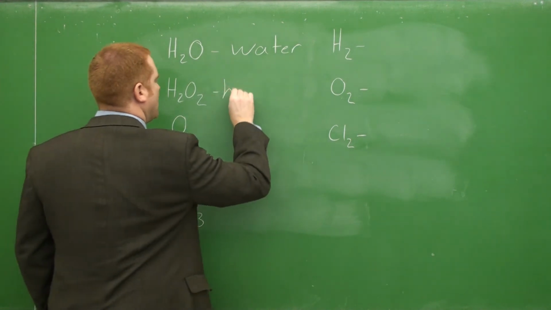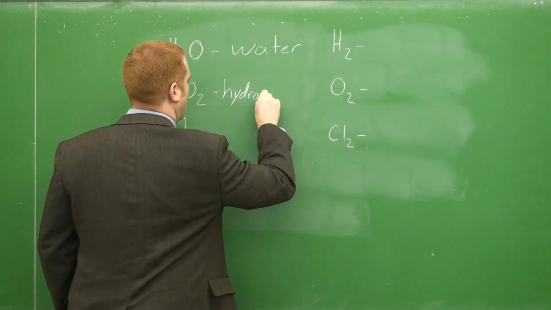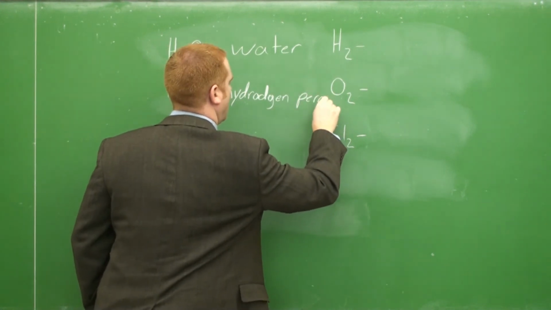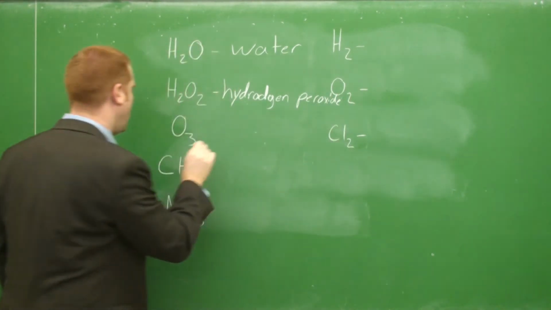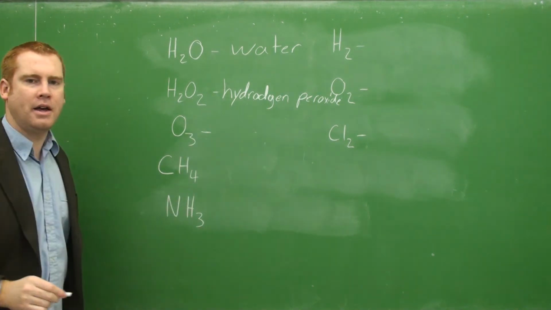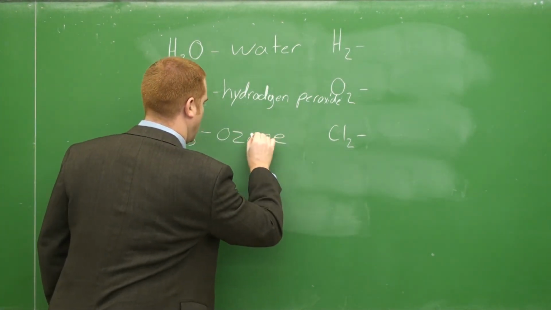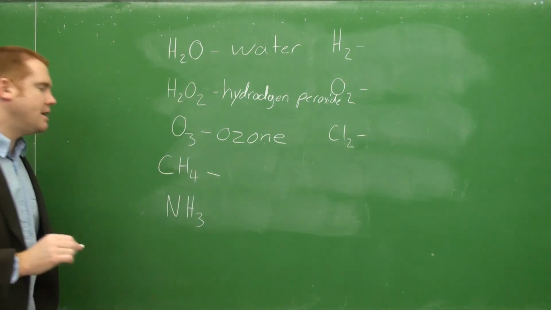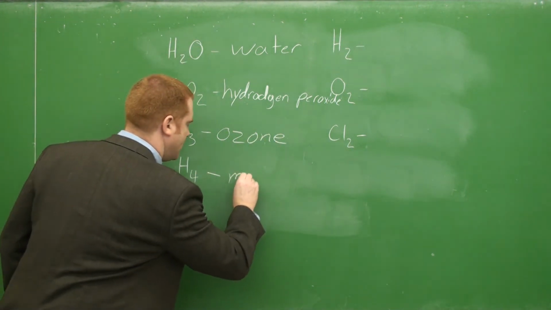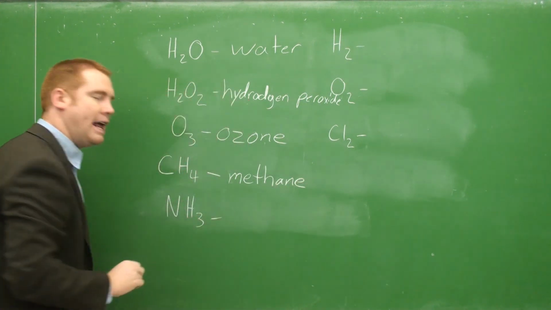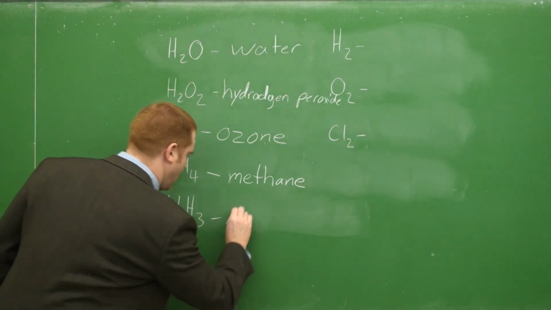This is hydrogen peroxide. O3. Okay? Your hot tub might use this to keep it clean. This is ozone. CH4. This is methane. Our last one, NH3. This is ammonia.